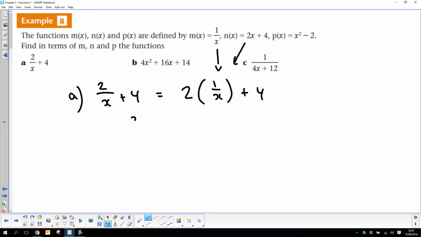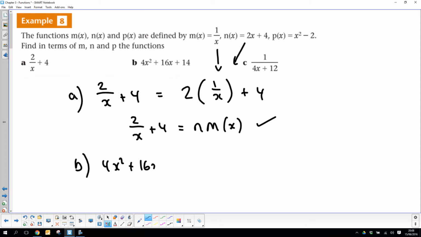So 2 over x plus 4 is actually going to be, well, which one do we need to do first? We need to do the bit in the bracket first. So it's m of x, that makes 1 over x in the bracket, and then we do n of x afterwards. And if we're in doubt, we can see from above exactly what's going on. 1 over x goes in, and then 2x plus 4 is performed on 1 over x. So it must be this way round. That's part A.